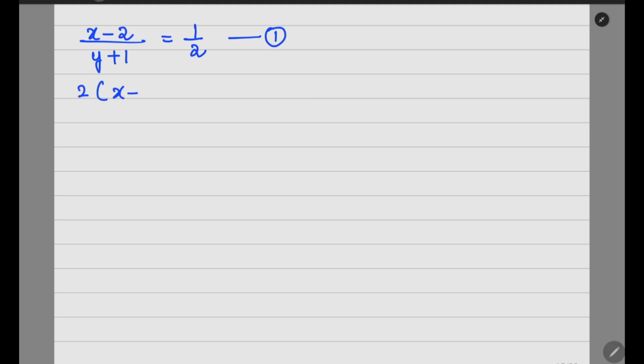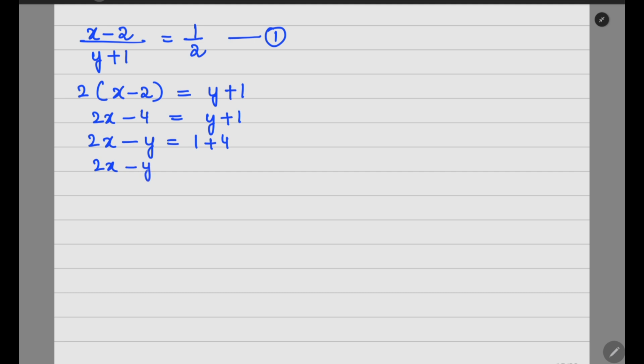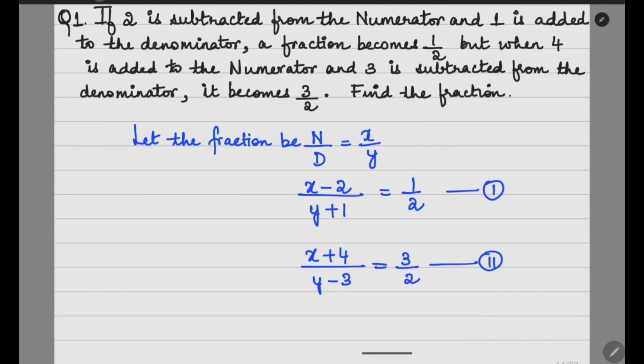2 into x minus 2 is equal to 1 into y plus 1. So you have 2x minus 4 is equal to y plus 1. Bring everything, x and y, to one side. So 2x minus y equal to 1 plus 4. That is 2x minus y equal to 5. So this is the first equation.